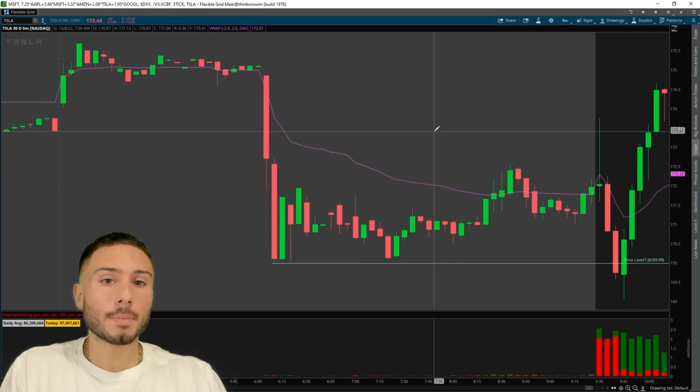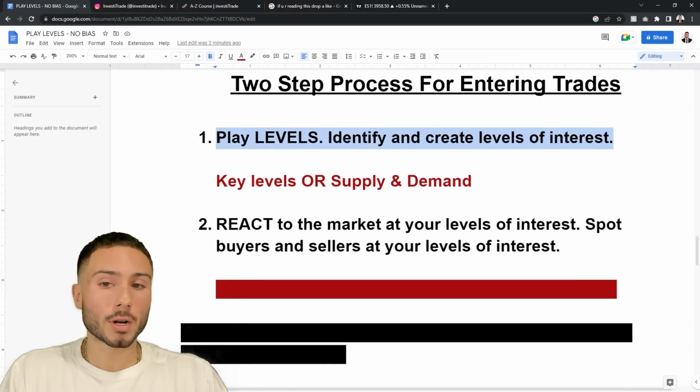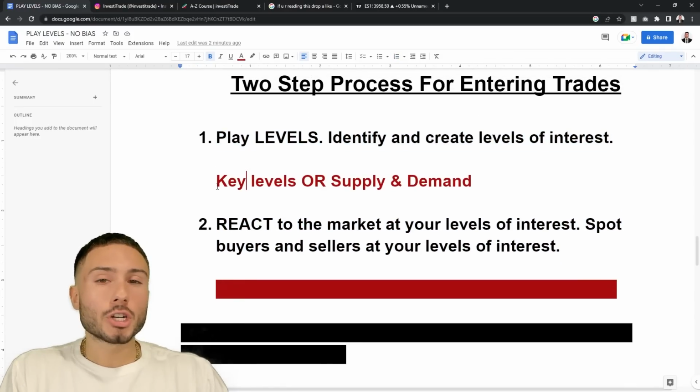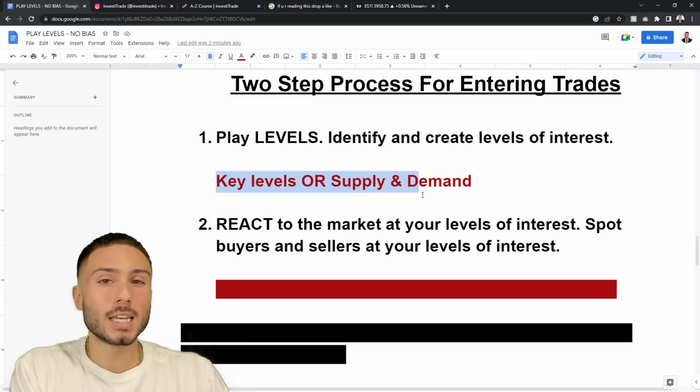This is the first step to the two-step process. Creating a level of interest is extremely important. I'm going to show you what I look for in mine, but just basic support and resistance, in my opinion, is not valid enough. We have to use more context, supply and demand, or just key levels, something that we spotted off of the tape.